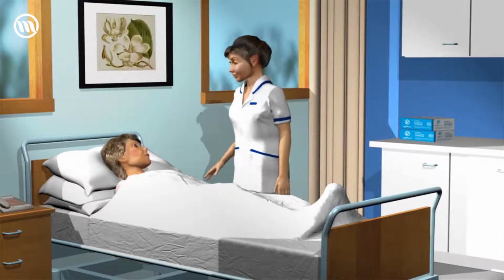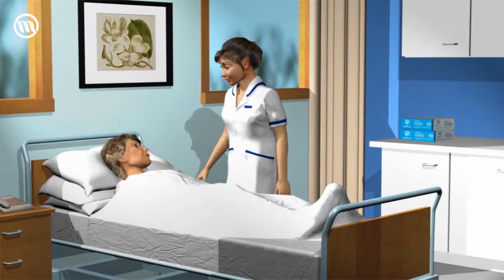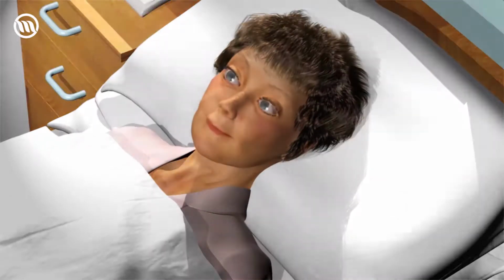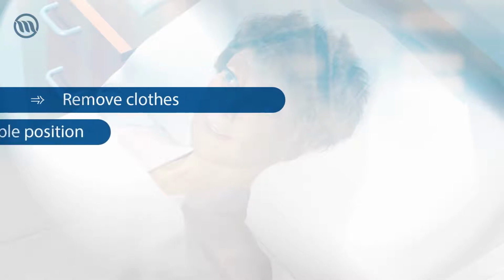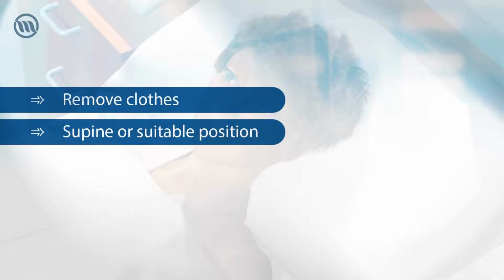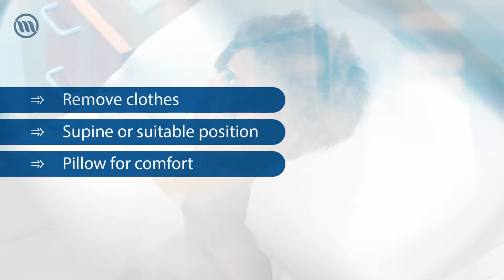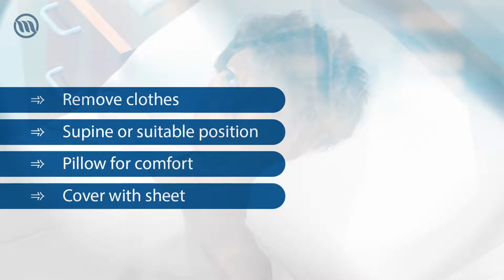When it's time to carry out the procedure, identify a suitable environment. This may be the patient's bed or in a clinical treatment area. If required, help the patient remove their clothes and undergarments from the waist down. Then help them to get into a supine or other suitable position, supported with pillows for comfort. Cover the patient with a sheet to maintain their dignity until you are ready to undertake the procedure.